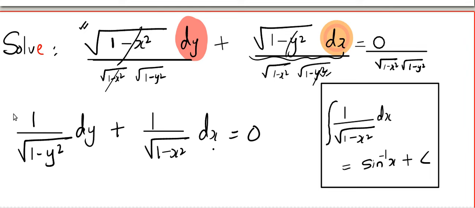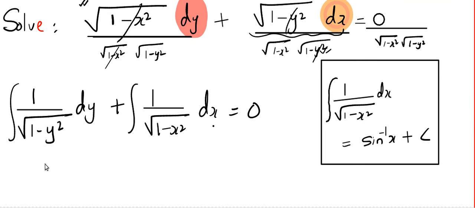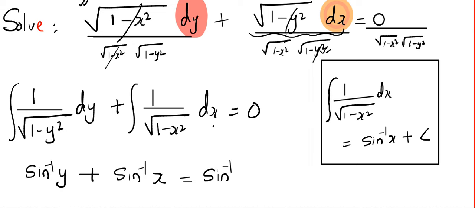Now what should we do? Integrate. And integral 1 by root under 1 minus y square is sine inverse y, plus integral 1 by root under 1 minus x square is sine inverse x. And like I told you before, if you want, you can call the integration constant c, or you can call it sine inverse c if it gives you any advantage.